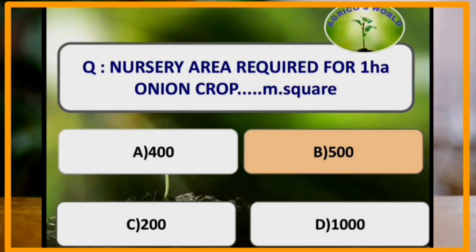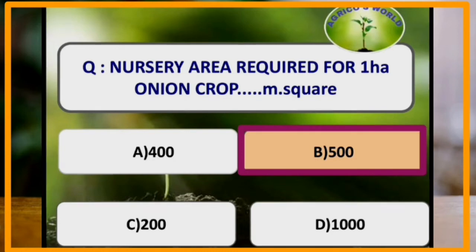What is the nursery area required for 1 hectare onion crop in square meters? The nursery area required for 1 hectare crop is 500 square meters. 10 to 12 kgs of seed is required per hectare and the number of bulbs required is 750 to 1000 kgs for 1 hectare of onion crop.